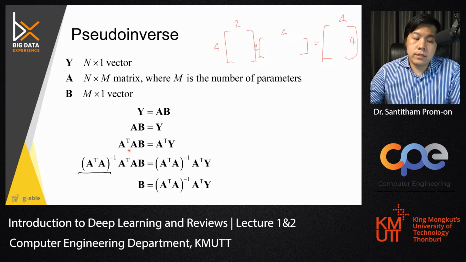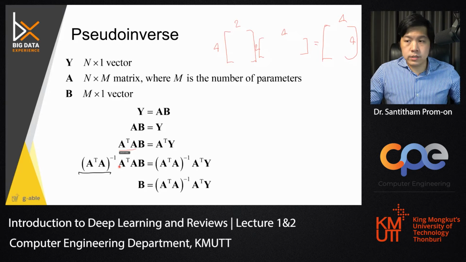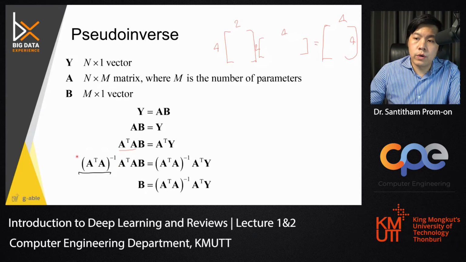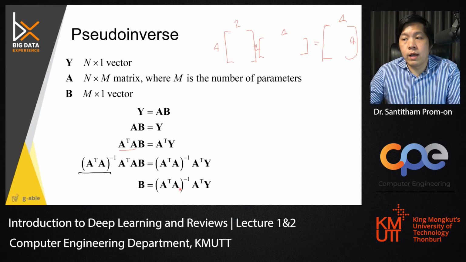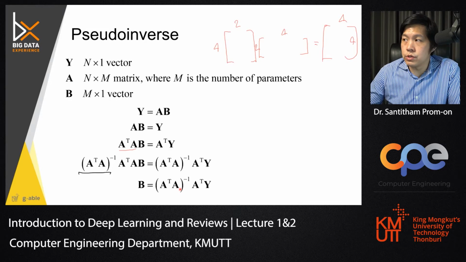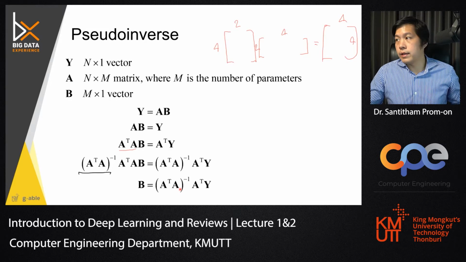And once this becomes a square matrix, you can multiply the inverse of it to the whole bunch. And this would cancel each other out to become I. And here is the formula that you have to use in order to solve these equations. Okay.